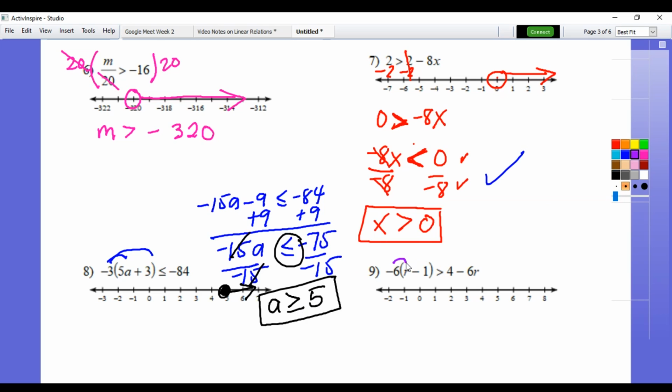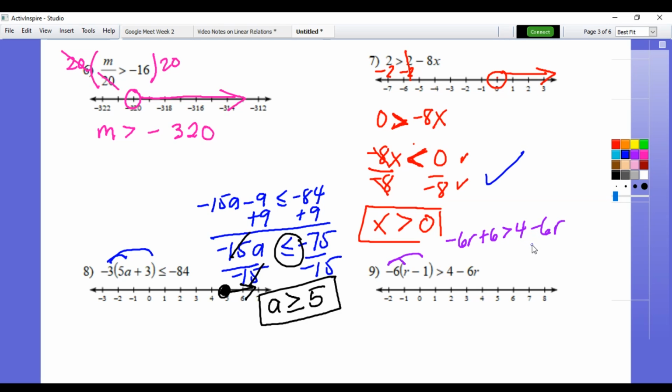You will distribute the negative 6 here. That will give you negative 6r plus 6 greater than 4 minus 6r. Okay, let me erase this one here. I need space here. So distribute again. That will give you negative 6r plus 6, greater than 4 minus 6r.